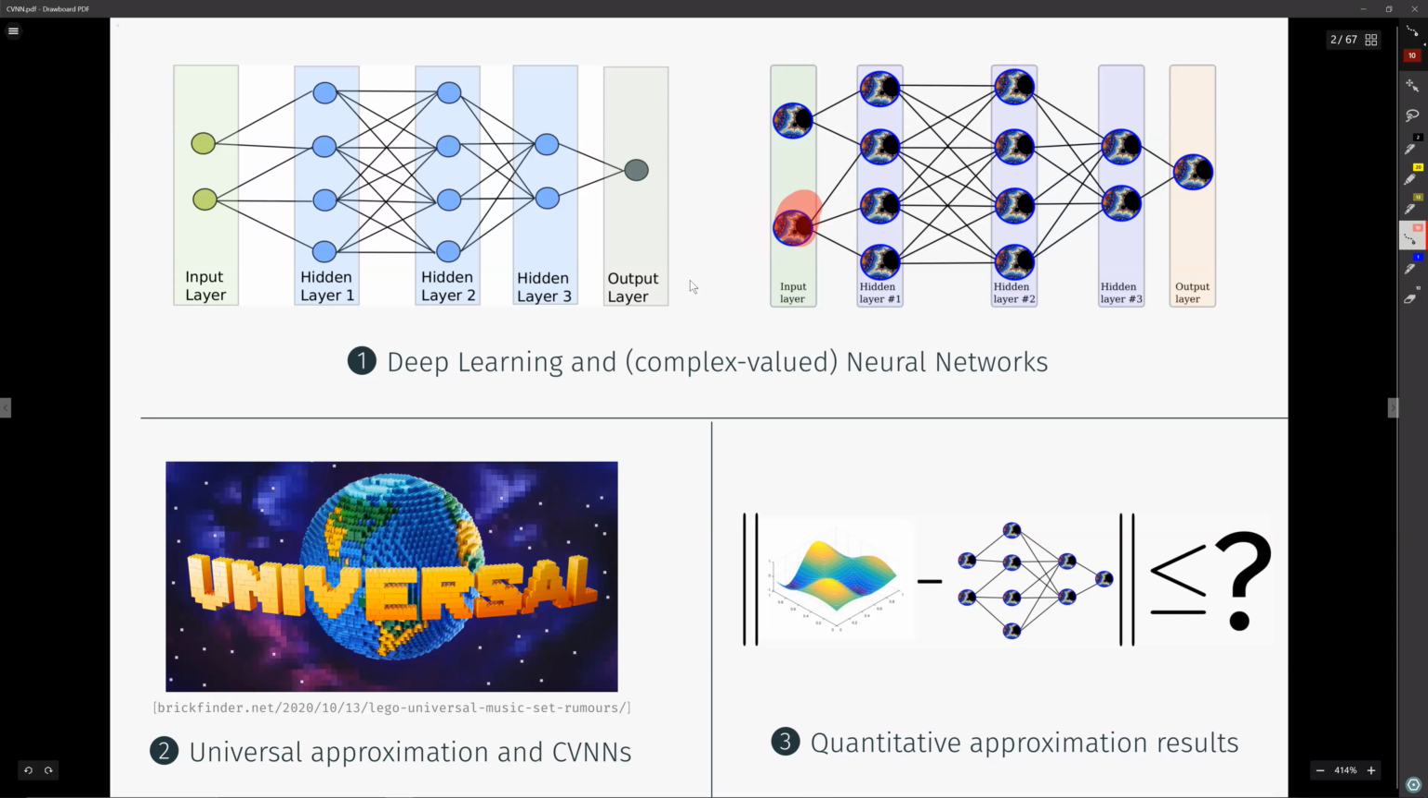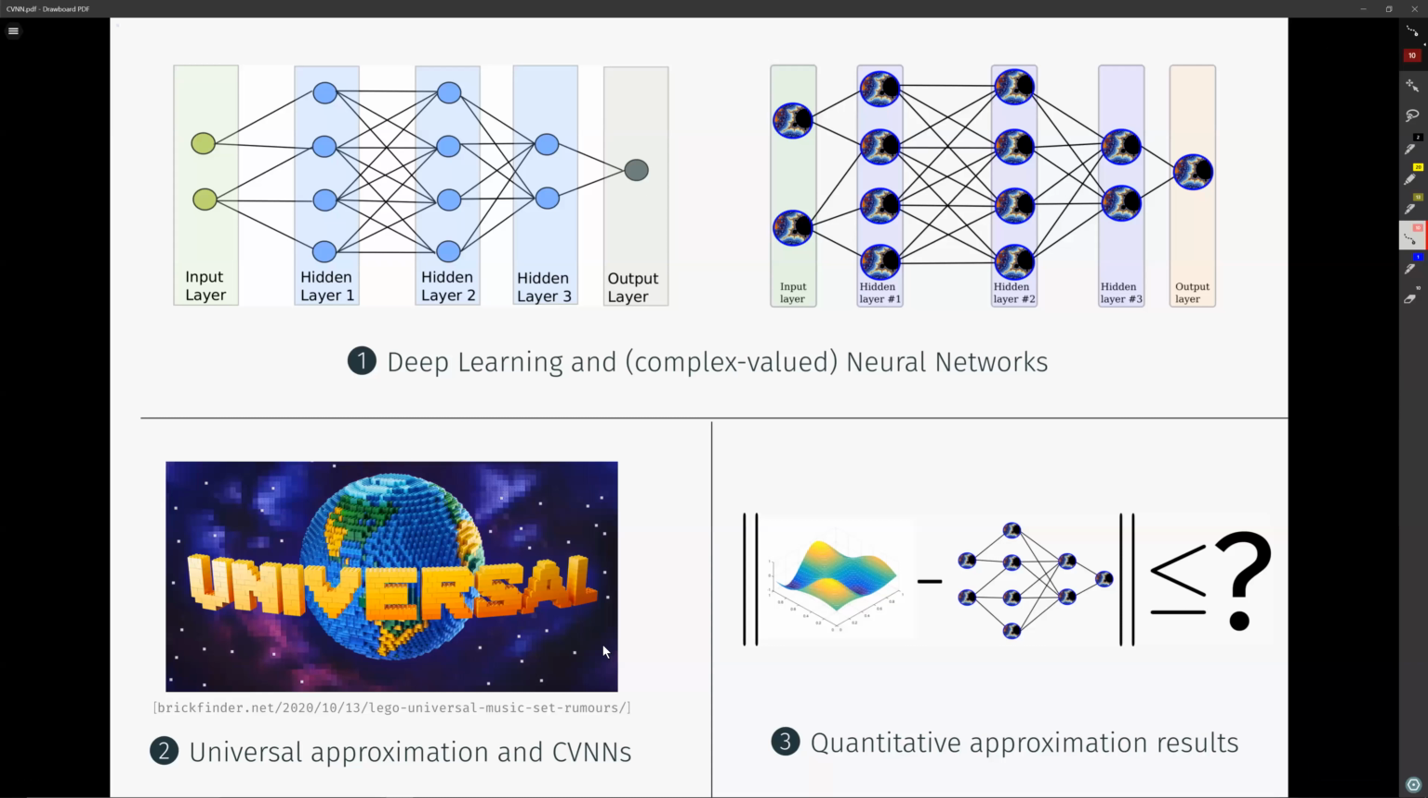Then the main part of the talk will be about the so-called universal approximation theorem for complex valued networks. There the question is, like, for these Legos, they are universal in the sense that you can build essentially everything out of them. And here the question is, under what conditions are complex valued networks universal in the sense that they can approximate any given continuous function arbitrarily well. And this means if you make them wider and wider while keeping the depth fixed.